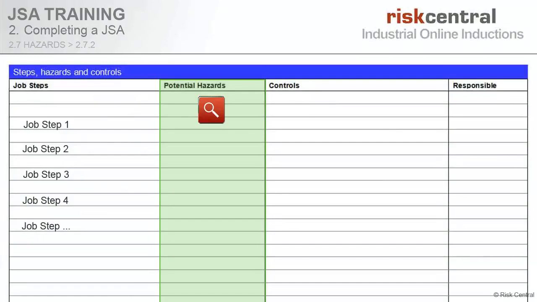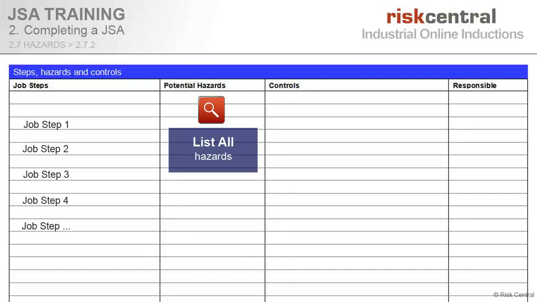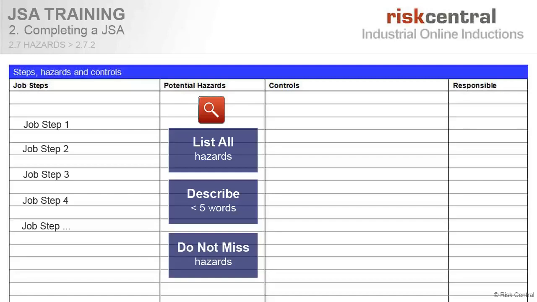The hazard identification stage represents the heart of the JSA process. Identify all the hazards associated with each step of the task and enter them into the form. Clearly describe each hazard in a few words, 5 or less. The most important part of this stage is to not miss any hazards. Identifying all significant hazards is a difficult thing to do. A large part of the JSA development process is designed to prevent significant hazards being missed.